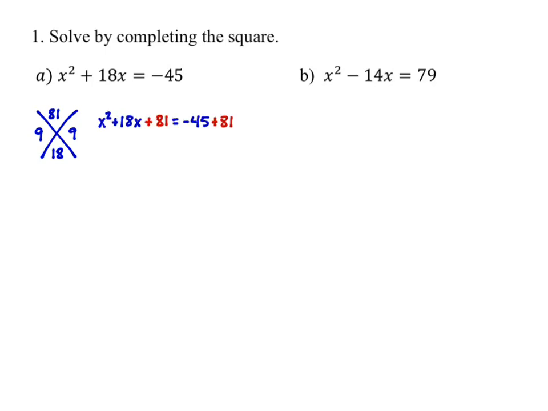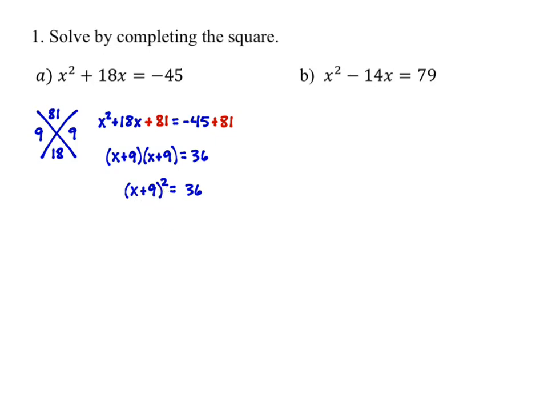So if I add 81 to the left, I'm going to add 81 to the right. Now I can go through the big long factoring process to factor the left-hand side, but the reality is I already did all my work, and since a is 1, my factors are just going to be x plus 9 and x plus 9. And then negative 45 plus 81 is 36. Now I can write x plus 9 times x plus 9 as x plus 9 squared, and because I'm solving by completing the square, it's already in that form.